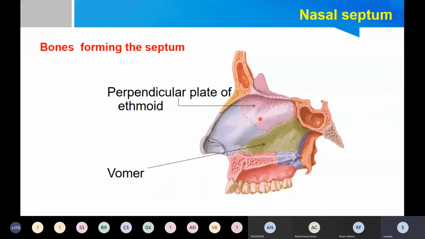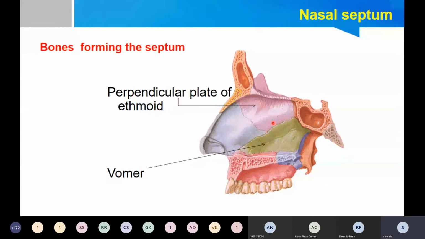The nasal septum is made up of both bones and the cartilages. It is an osteocartilaginous partition between the two nasal cavities, so both the halves. So it is osteocartilaginous, that means it is made up of both bones and the cartilages. First, we'll learn what are the bones forming the nasal septum.